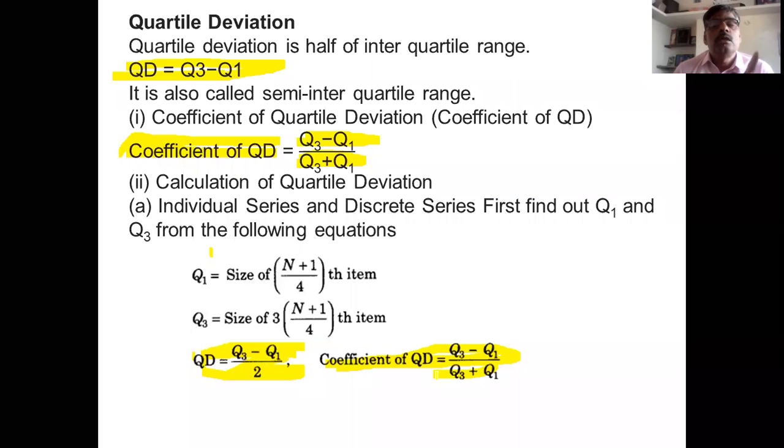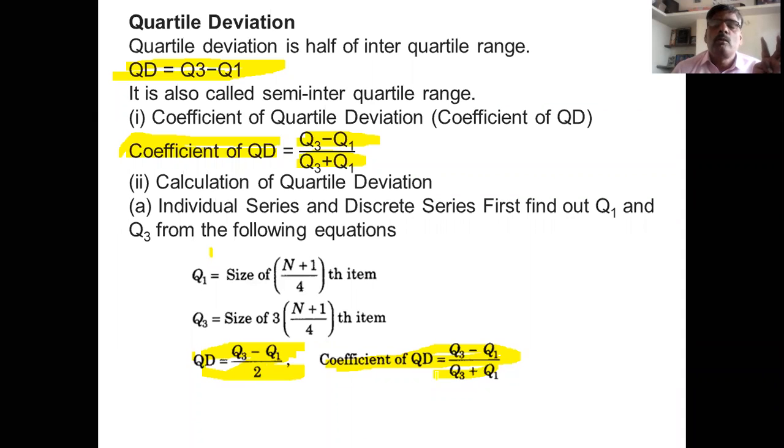In the continuous series, there is an inclusive class and an exclusive class. How to calculate for inclusive class and exclusive class? You must be perfect regarding the calculation of quartile deviation. I have solved some examples in the previous class. From those examples, you should be perfect in how to calculate quartiles when only numbers are given, which is called ungrouped data.